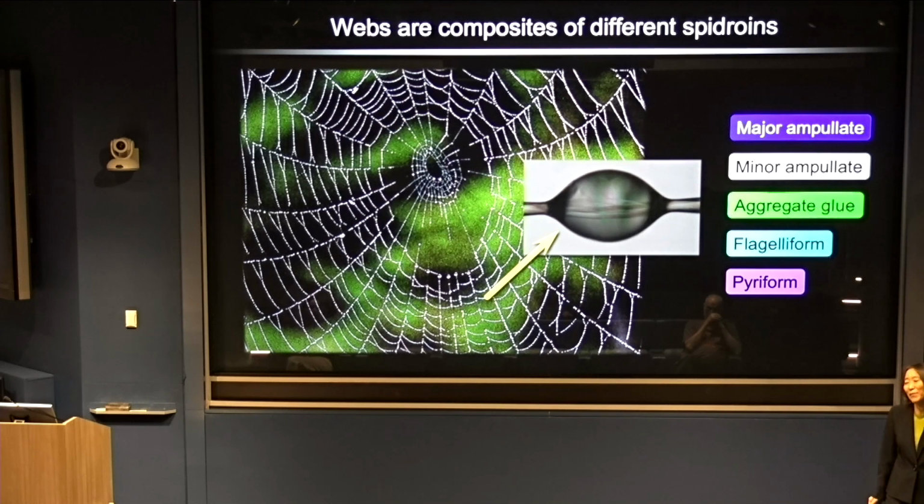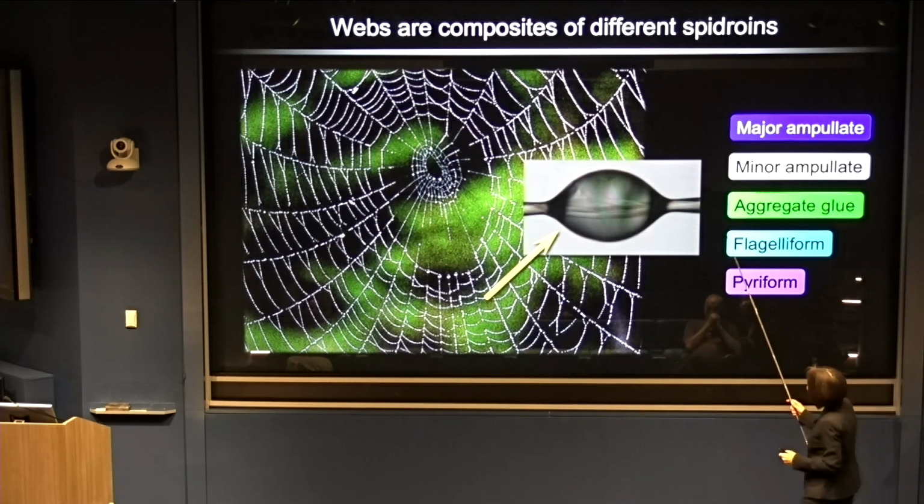So this is why, when I think about silk evolution, it's not just about the silk gene. It's also about how these animals mix and match and combine them to make these composites. And it's also about choreography. You actually have to have the correct moves to use silk in the correct way.